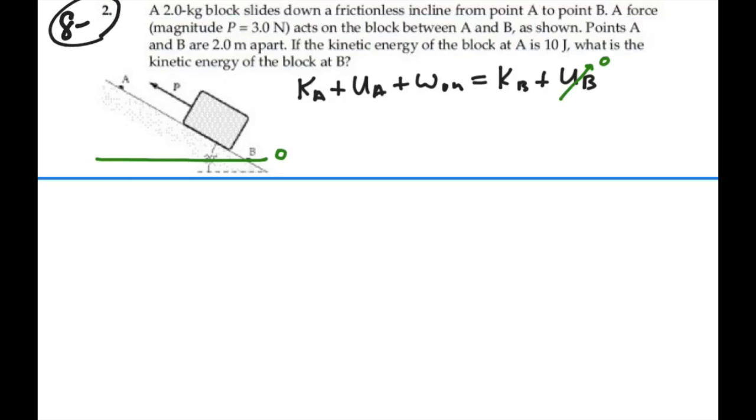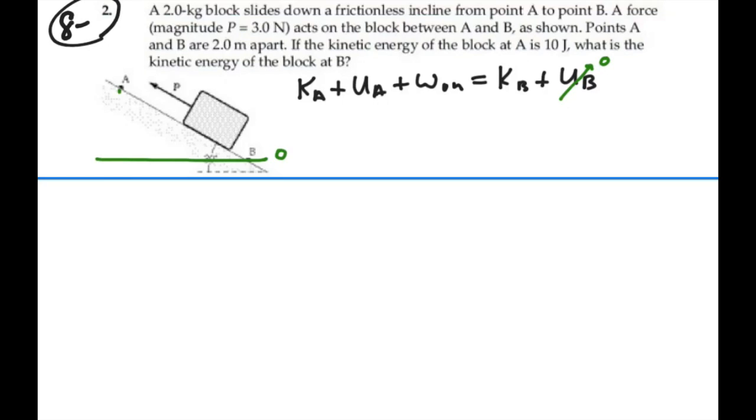Let's start with the one equation to rule them all. Kinetic energy at A plus the potential energy at A plus any work done along the way should equal the kinetic energy at B plus the potential energy at B. Let's try to evaluate these terms. First of all, let's set point B as being our zero height. So that means, with no springs involved, that the potential energy at B would be zero.